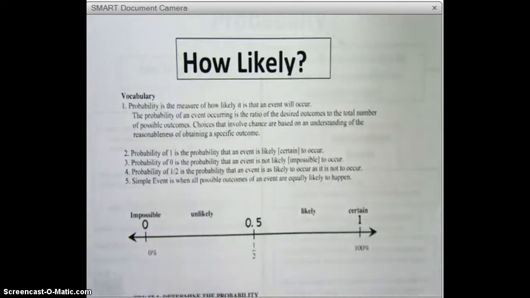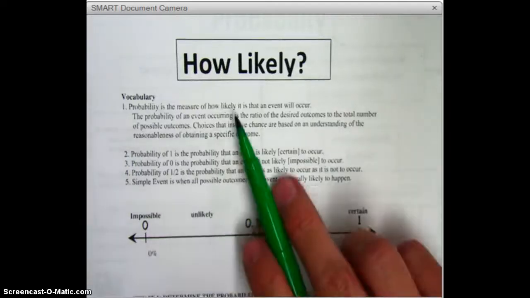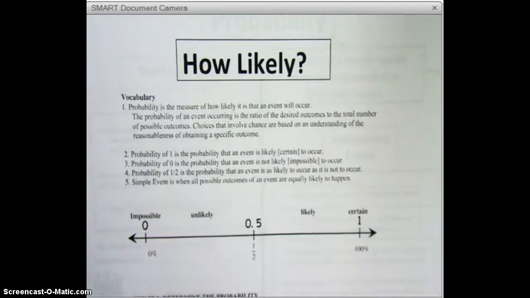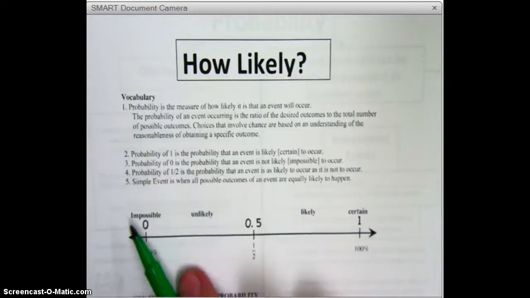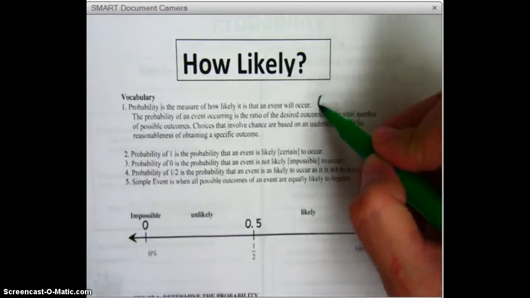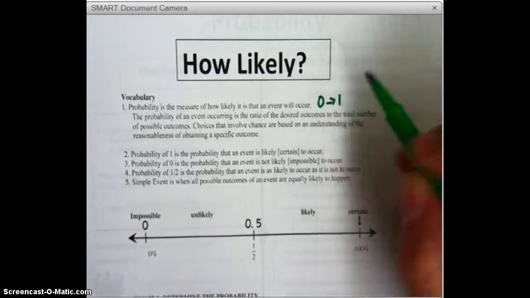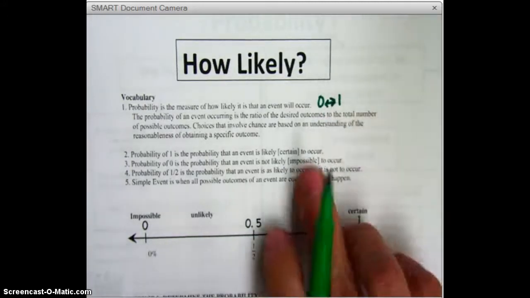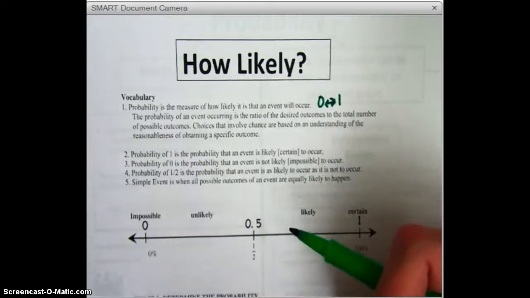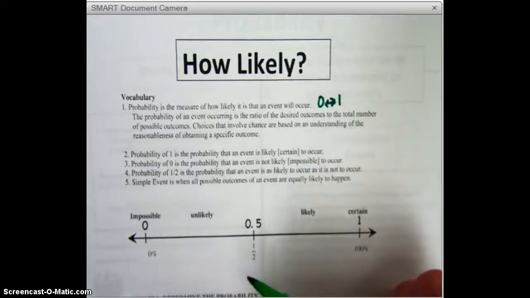In beginning our unit of probability, we're first going to talk about what it means when somebody says how likely is it that something's going to happen. So probability is usually measured on a scale from 0 to 1. And it's hard to understand what 0 to 1 means on the probability scale, because when you talk about probability, sometimes people say you have a 50% chance of something happening or a 100% chance of something happening.